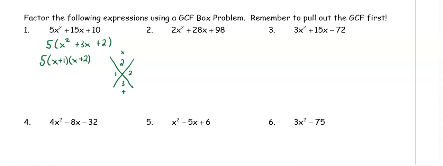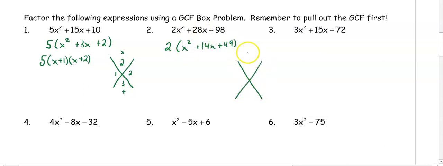We have 2x squared plus 28x plus 98. So to get it to be an x squared, we would want to factor out a 2. So if I divide everything by 2, I get x squared plus 14x plus 49. So now we need to figure out what are two numbers that multiply to 49 but add to 14. So those numbers are 7 and 7.